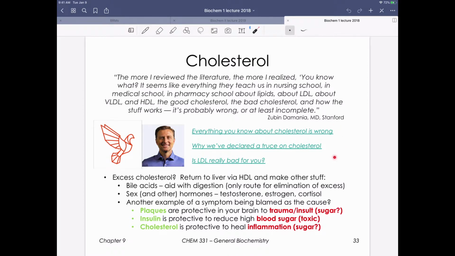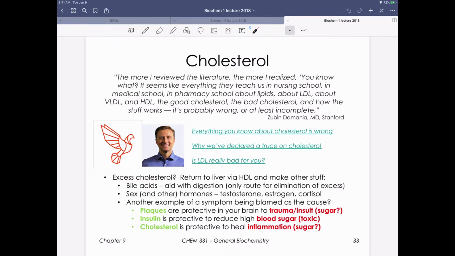A couple of videos that Dr. Berg has out on cholesterol are important to consider watching. But I want to talk about what it means to have high cholesterol. If you have elevated levels of cholesterol, it's probably indicative of something going on in your body. If you have excess cholesterol and sufficient levels of HDL, you can return it to the liver and you can make other things.